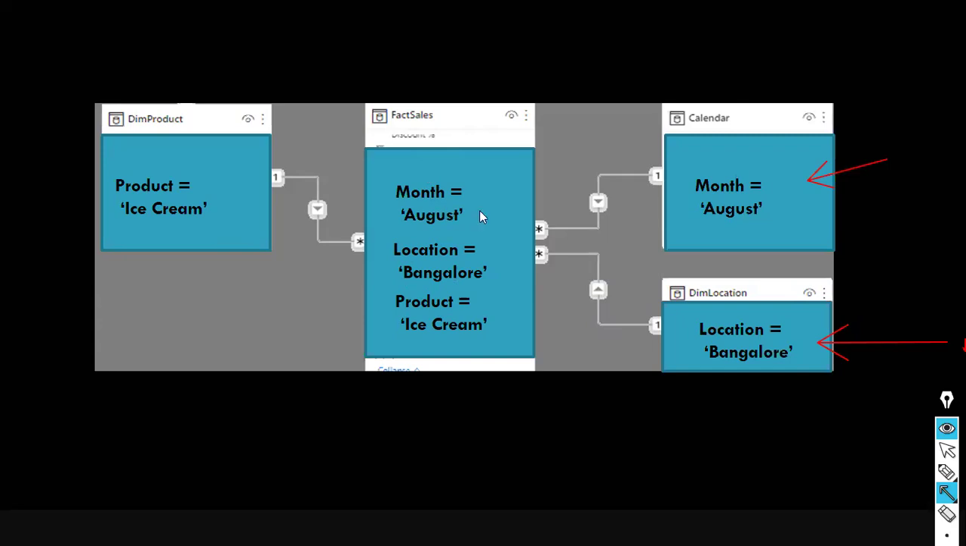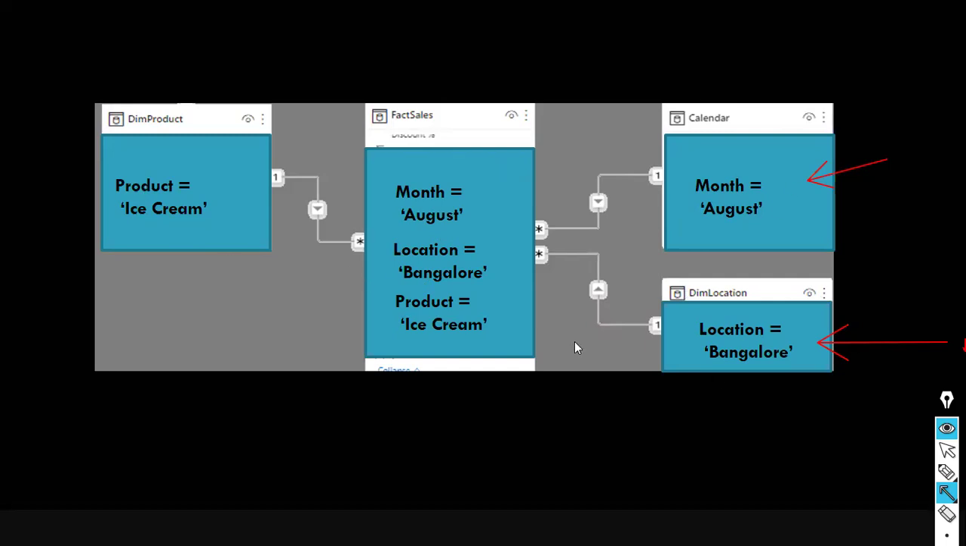That's all, guys. In an Excel sheet, you apply filters, right? You have a month column, a product column, and a location column. If you want to see only the Bangalore location, you click on the drop down and select only Bangalore. Then in the month column, you select only August. Then in the product column, you select only ice cream. It gives you the total sales for these three conditions. It is the same thing here.